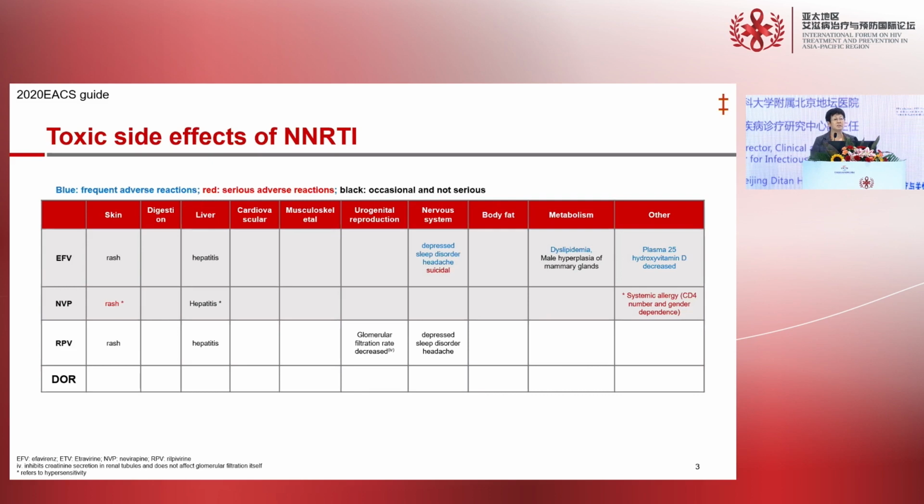The first is efavirenz, and you can see allergy and hepatitis. The second group is NVP. NVP is gradually faded out of the market. It may have liver toxicity and allergy. The third one is rilpivirine. Rilpivirine is an NNRTI, so it also has its side effects, for example, allergy and neural and mental side effects.